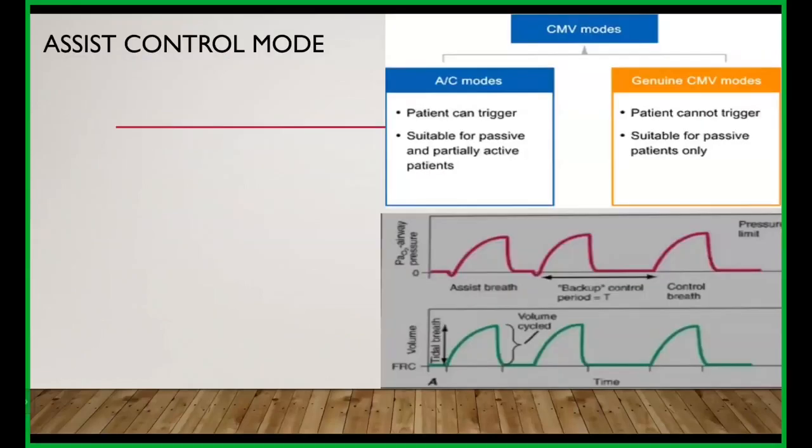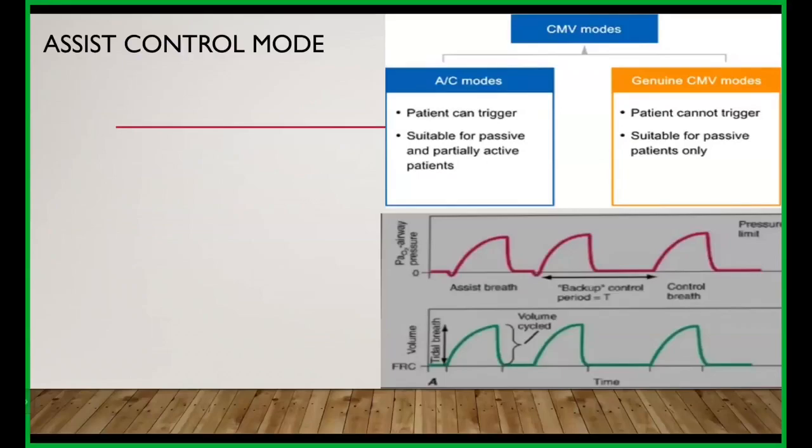Now coming to assist control ventilation. How is it different from control ventilation? In control ventilation, you will have only mandatory breaths, whereas in assist control ventilation, you will have assisted breaths in between the mandatory breaths. What is the difference between a mandatory breath and an assisted breath? I have already dealt with it. In mandatory breaths, you will not have any triggers. But in assisted breaths, the patient can trigger the breath, but the breath will be given by the ventilator.